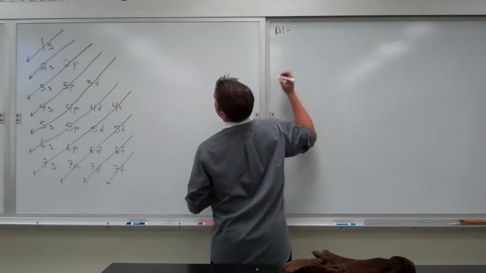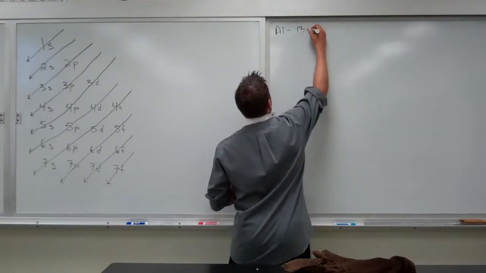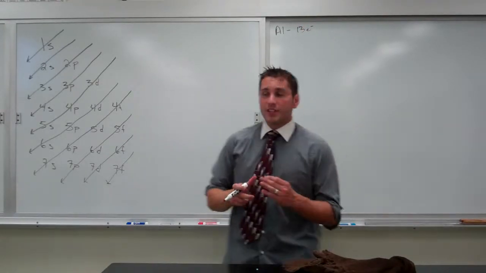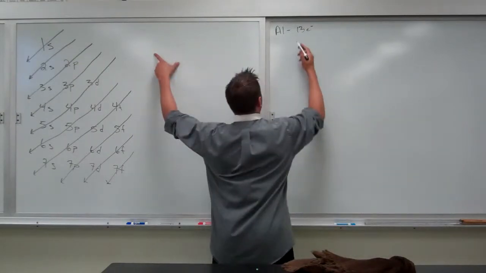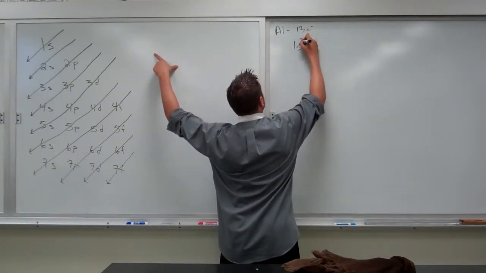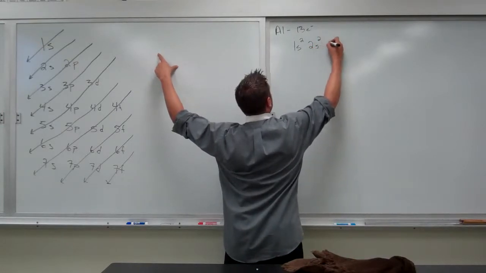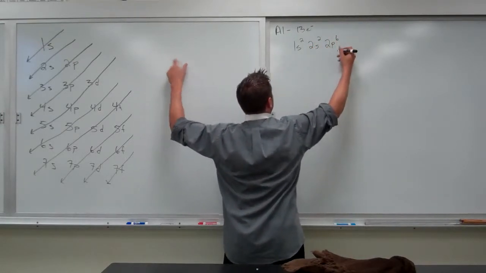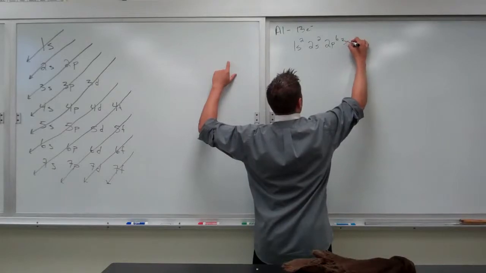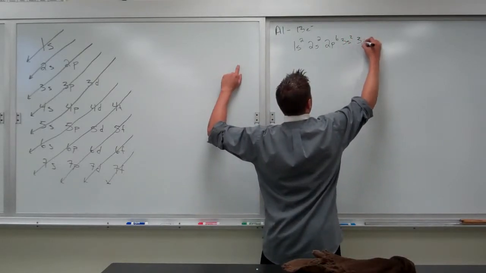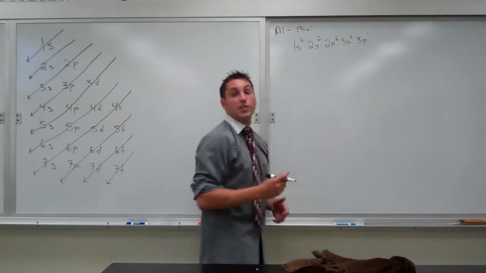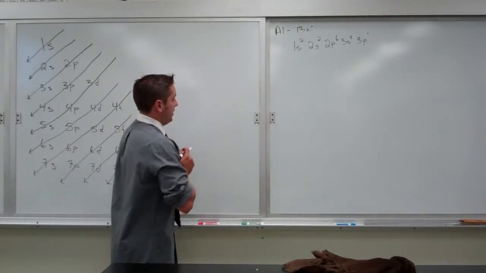Aluminum gets 13 electrons. So if I start with its electron config, it would be 1s2, 2s2, 2p6 is 10, 3s2 is 12, 3p, just 1, even though a p can hold 6, gets us to 13.